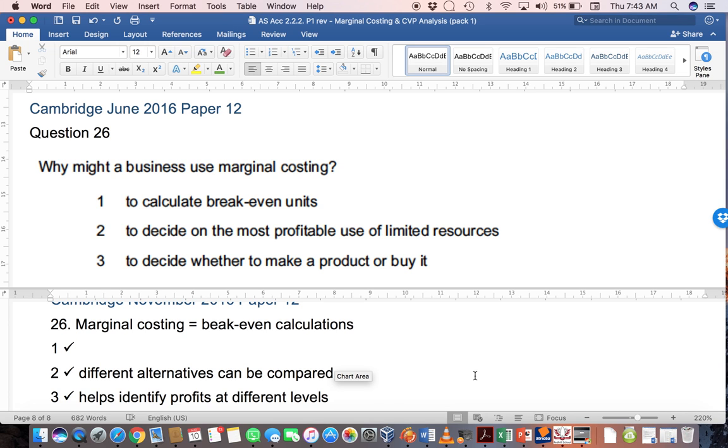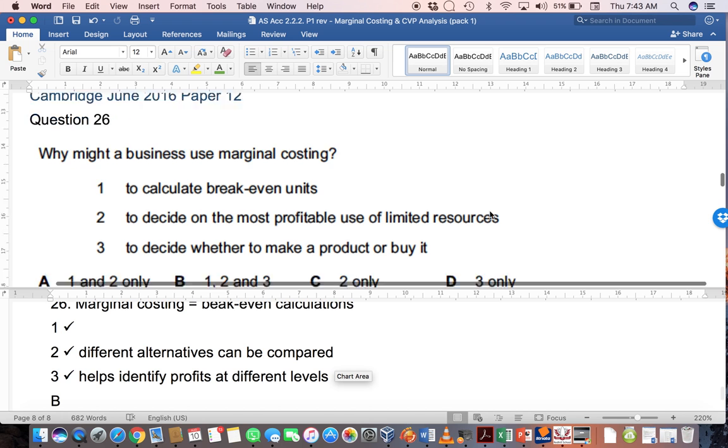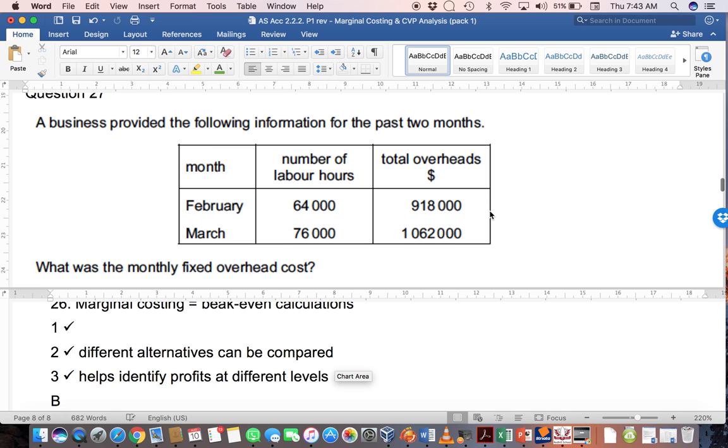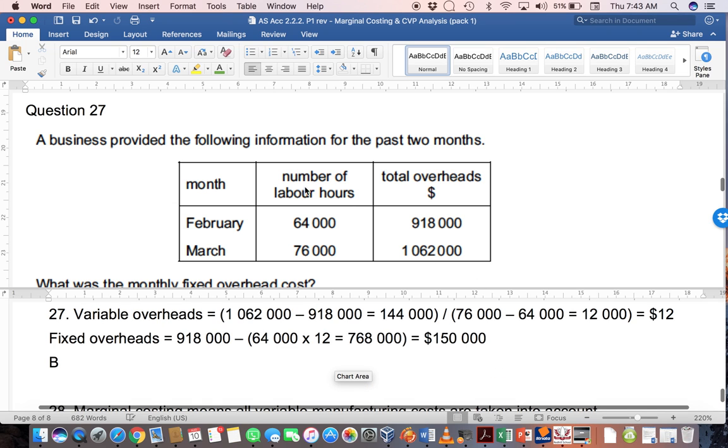Yes, we can certainly use marginal costing over here because it helps us to look at the different alternatives and compare them. And lastly, can we use marginal costing to decide whether to make a product or buy it? Absolutely, because it helps to identify the profits that you would make or the total costs at different levels. So in fact, you're going to choose B. All 3 of these options will be suitable.